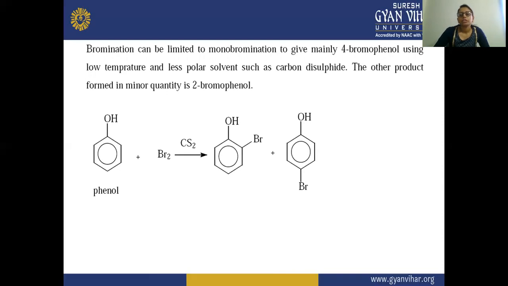So bromination can also be limited, meaning monobromination is formed in the presence of a non-polar solvent when phenol reacts with bromine, and two products are formed. One is major and the second one is minor.